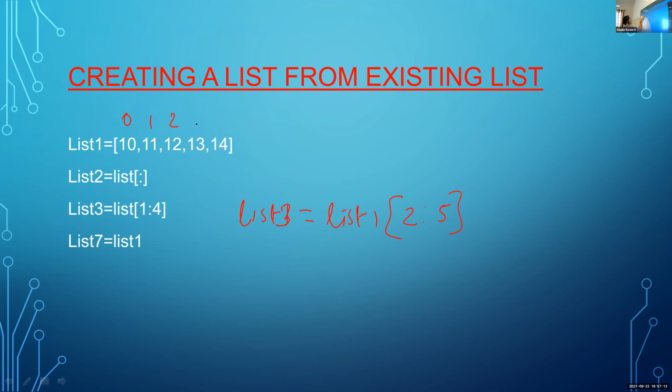0, 1, 2, 3, 4 are the index values. We are starting from 2, so the first value is 12. Then 13, then 14. Okay, correct, Aparna. Here the stop value is 5, so we are taking all these values: 12, 13, and 14. Is it clear, Sanam? Yes, ma'am. Okay.